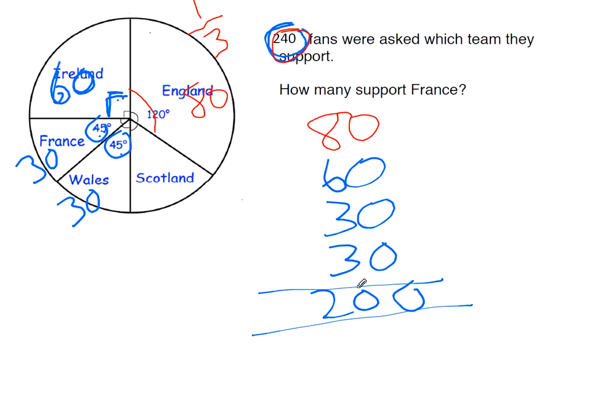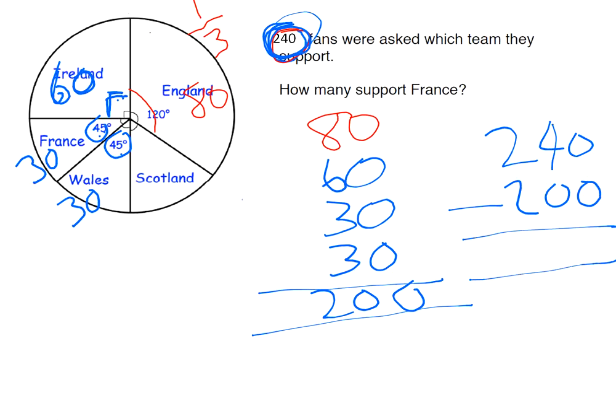So far we've worked out 200 people, and the rest of the people belong to Scotland. So what we do is we take this 240, take away 200 to find the remaining amount of people. That's going to be 40. So 40 in Scotland. And you can just do a quick check to see if 80, 60, 30 and 30 do add up to this 240.